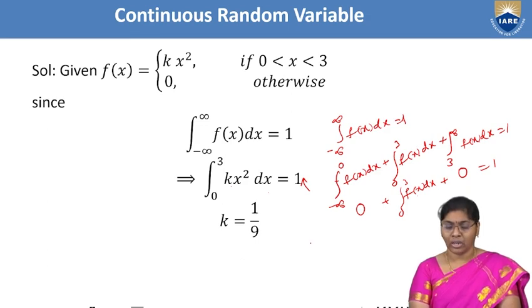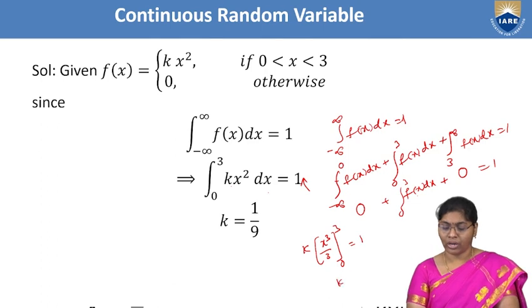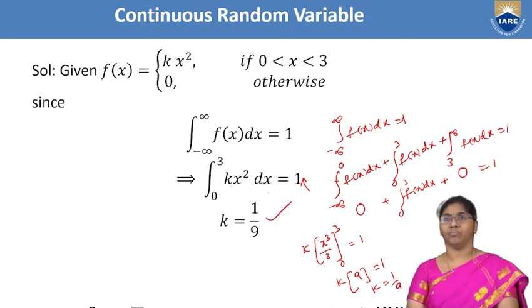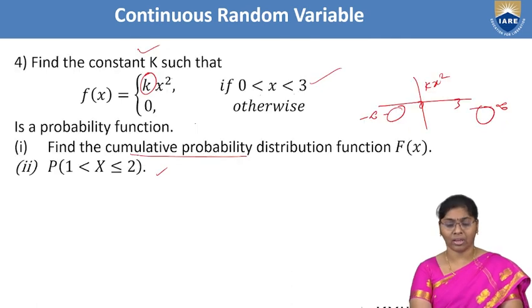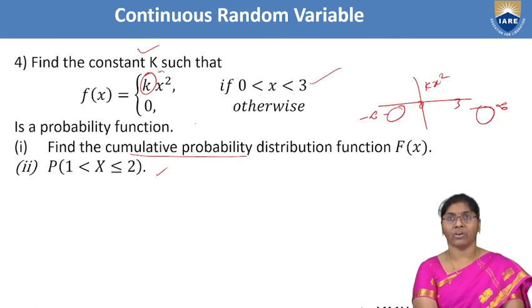In simplification, k is a constant. The integral of x square is x cubed by 3. Substituting 0 and 3, we get k into 3 cube, 27 by 3, that is 9. 9k equal to 1, so k equal to 1 by 9. We get the k value is 1 by 9. Here x cube by 3 means 27 by 3, that is 9. k into 9 equal to 1, then k equal to 1 by 9. First of all, they are asking the k value. Find the constant k value.